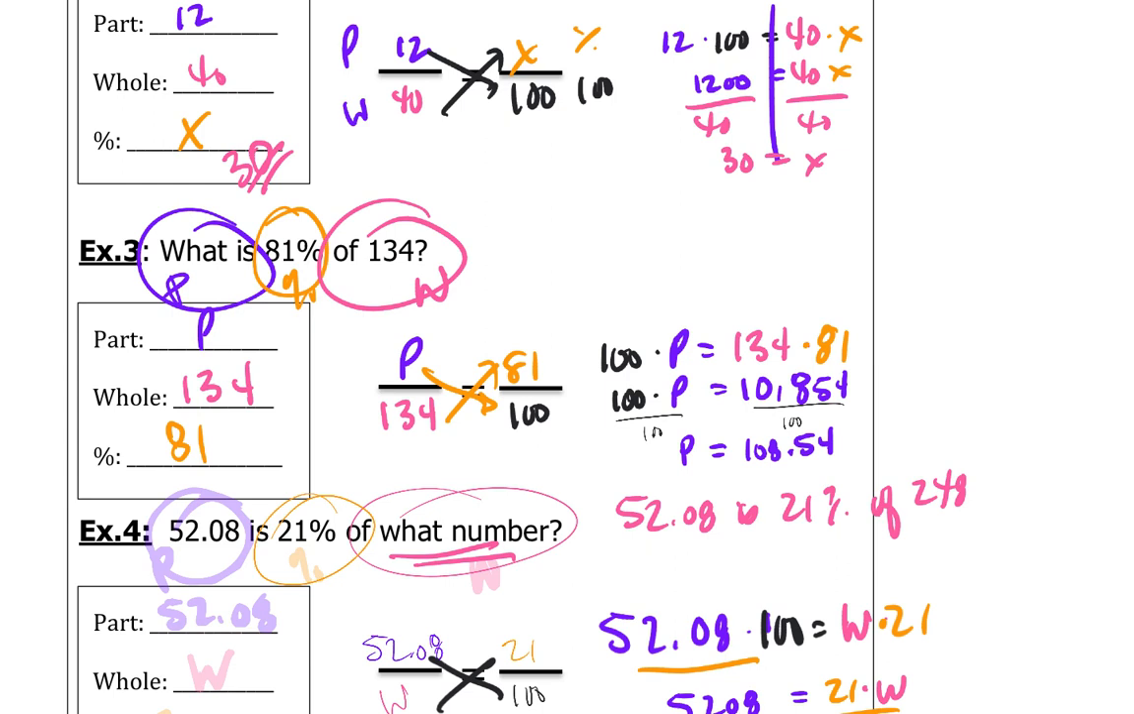Okay, so you should have set up the proportion like that. Then from the proportion, you would have set up the proportion equation, the cross product equation. Then simplified and divided both sides by 100, and you get 108.54, which means your answer is 108.54 is 81% of 134.